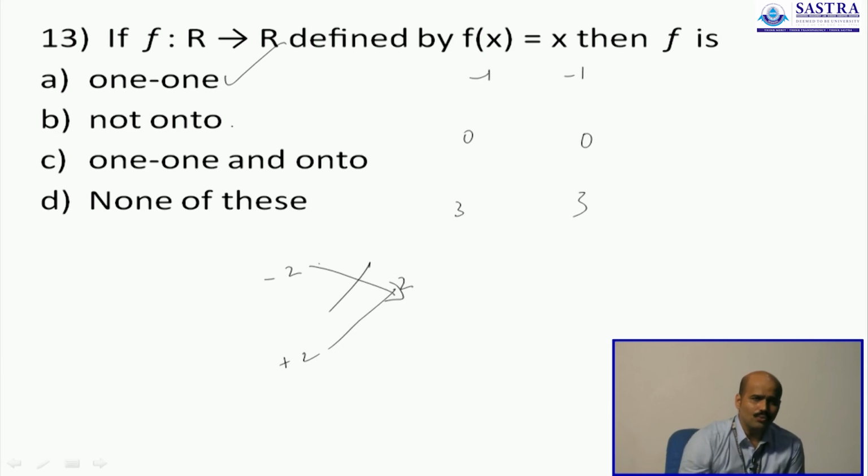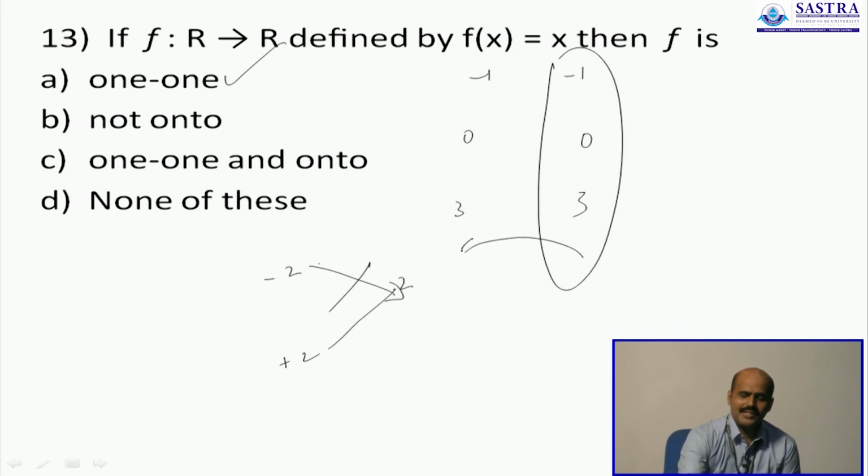Is it not onto? In fact it is onto, because every number in the codomain will have itself as its pre-image, so it is in fact onto, therefore option B is incorrect. And option C talks about both one-to-one and onto, it is right also, because it is actually one-to-one and also onto, both conditions are being met, therefore it is both of them. None of these is obviously incorrect.